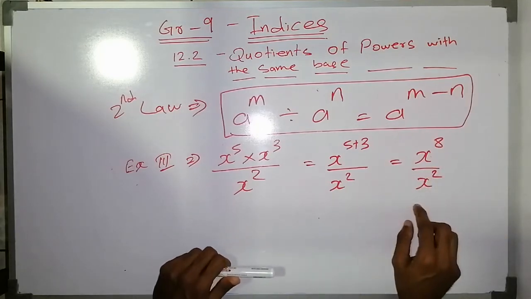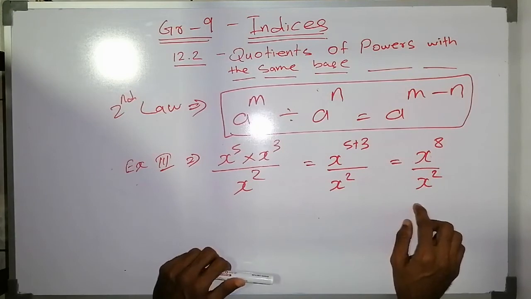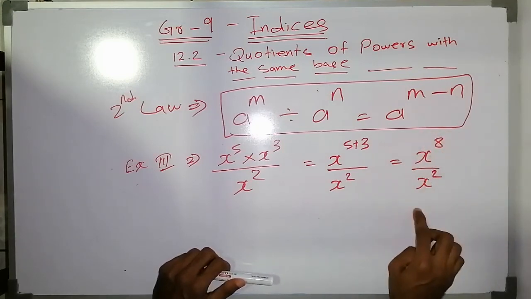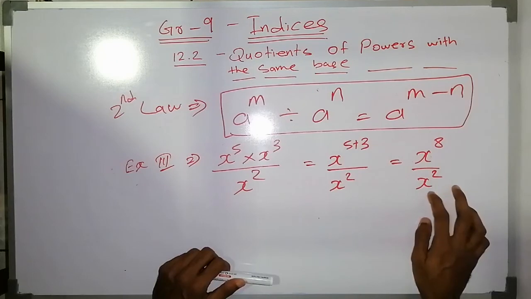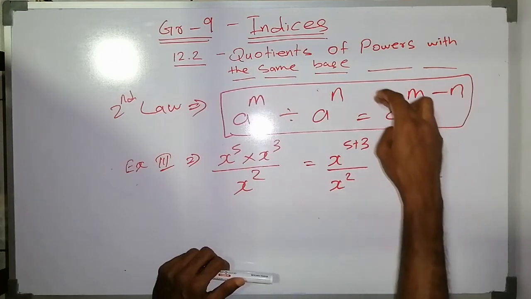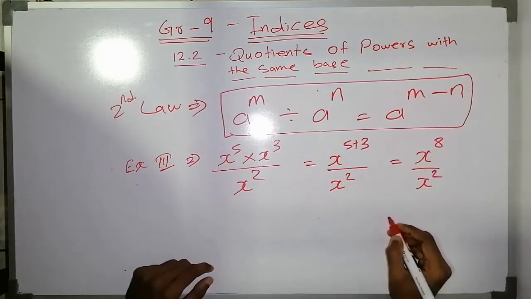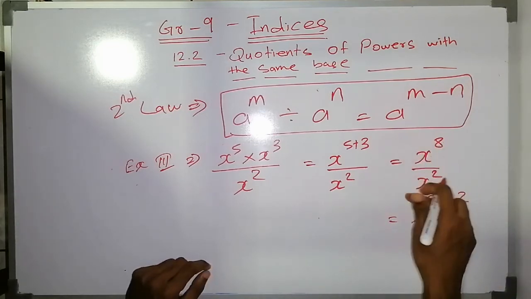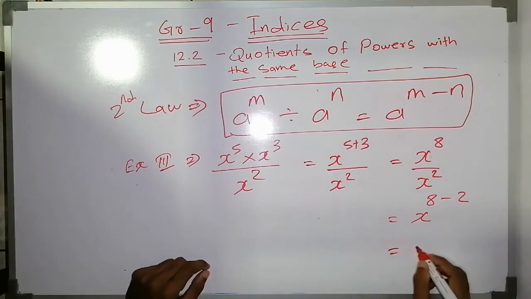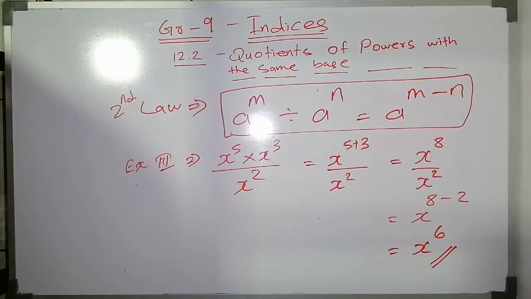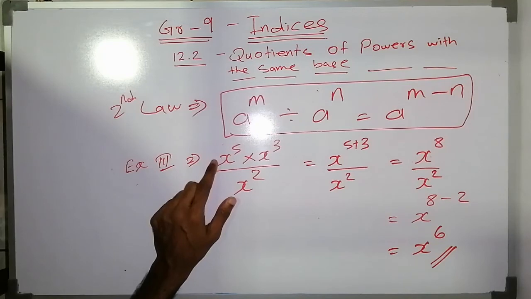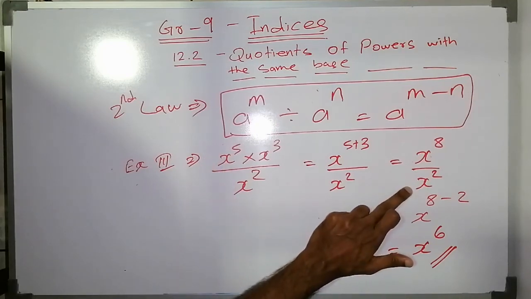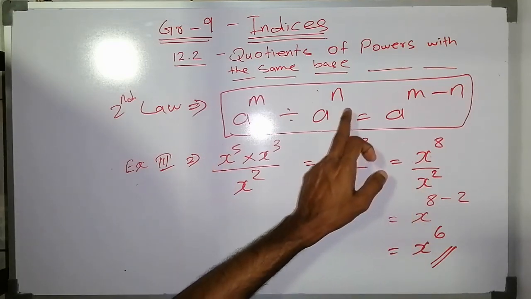So now it becomes the division part. So x to the power 8 divided by x to the power 2. We can use the second law for this. So x to the power 8 minus 2. Same base division, you should subtract it. So the final answer, x to the power 6. That is a way where we do the multiplication first, and after that we do the division part.